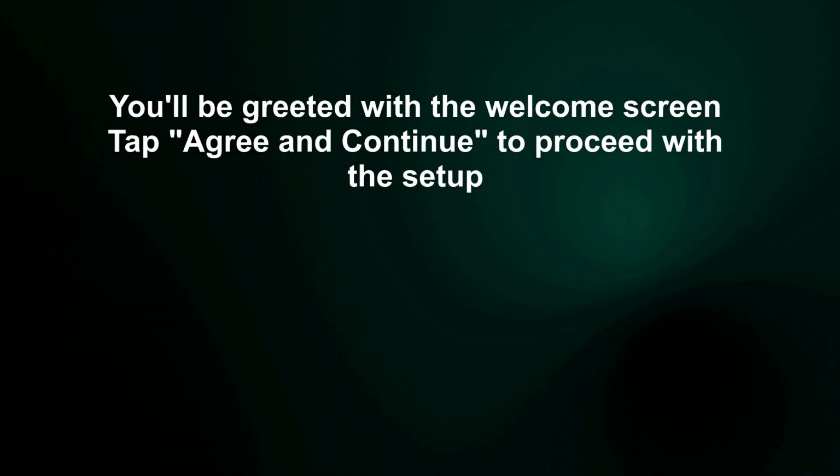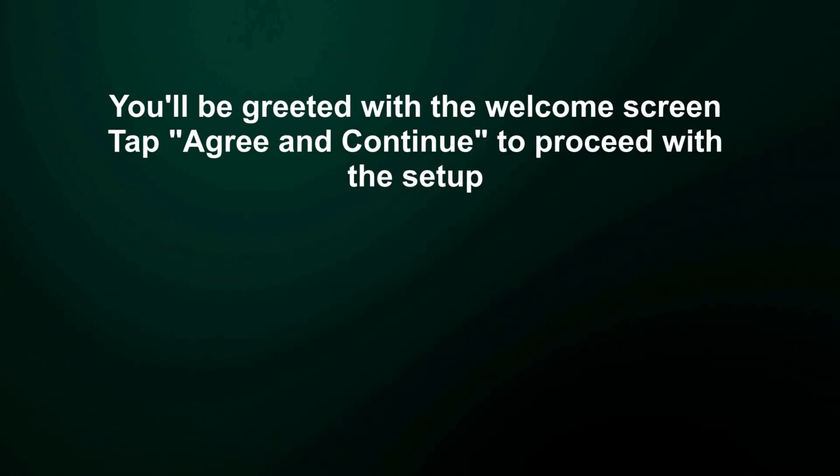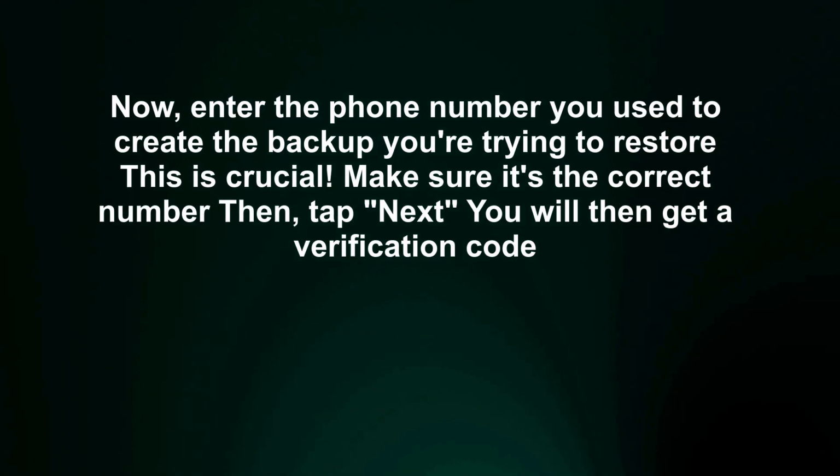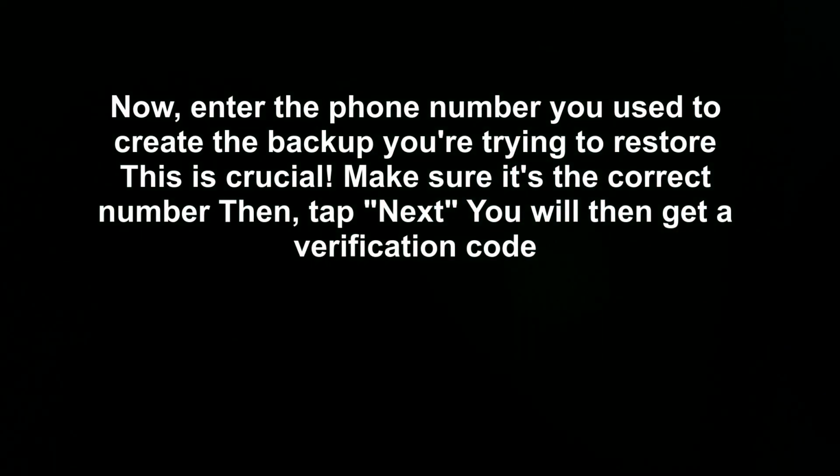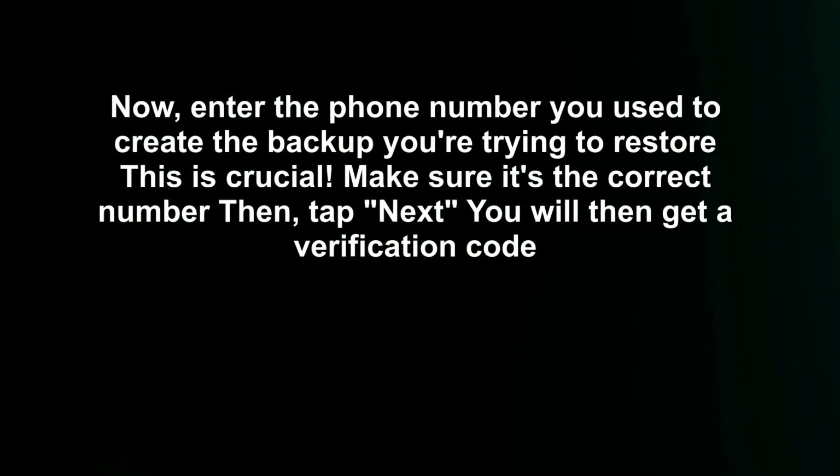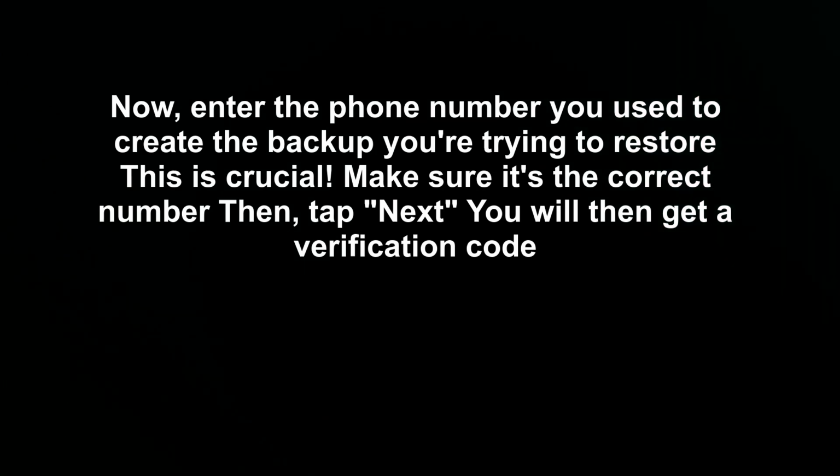After downloading, open WhatsApp. You'll be greeted with the welcome screen. Tap Agree and continue to proceed with the setup. Now, enter the phone number you used to create the backup you're trying to restore. This is crucial. Make sure it's the correct number, then tap Next.